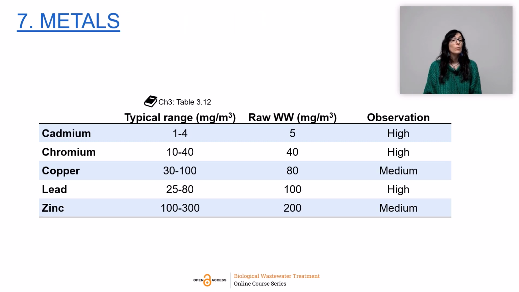And here we can evaluate the metals concentrations. We can compare the typical range with the concentrations for this case study. And we can see again that all of them fall within the typical values and they could be considered medium or high depending on the specific metal.